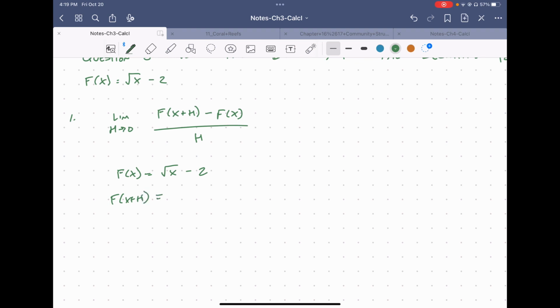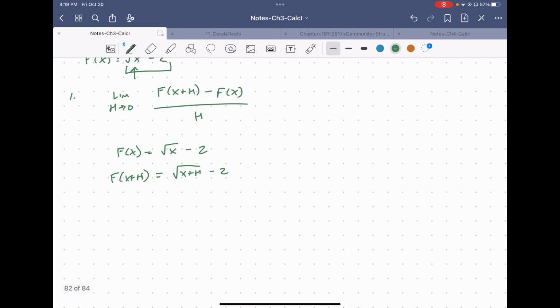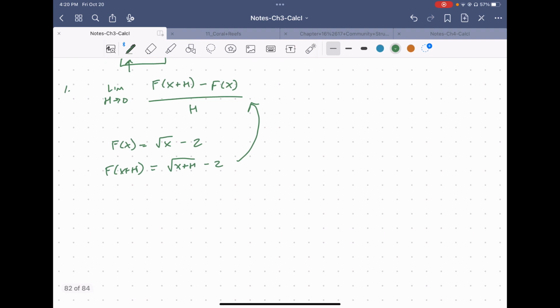This sometimes can be a little tricky. Basically, you just replace the x from the original problem, which is right there, with an x plus h. So we just have a root x plus h. Don't forget the minus 2. Now we're going to use these two. We're going to plug it into our original formula.